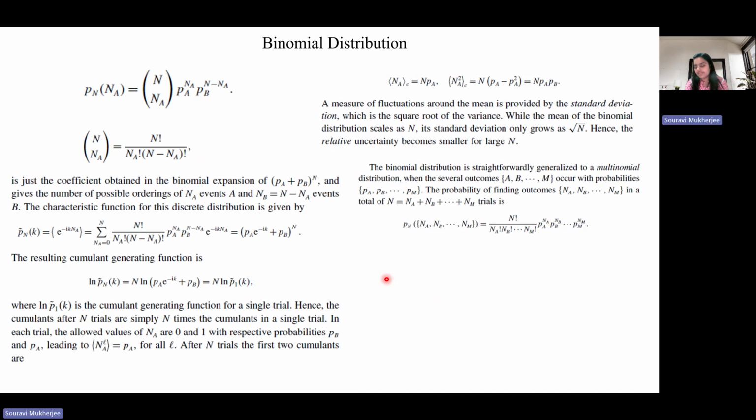Now that was about the normal distribution, which is a continuous distribution. One can also have a binomial distribution, which is more of a discrete distribution. This is a very well known discrete distribution, which is widely used when we talk about random walks and stuff like that.